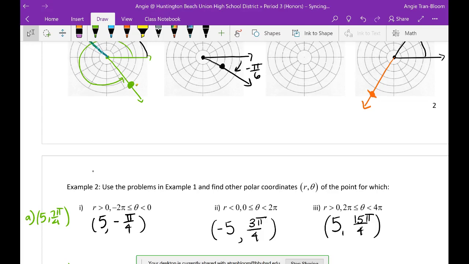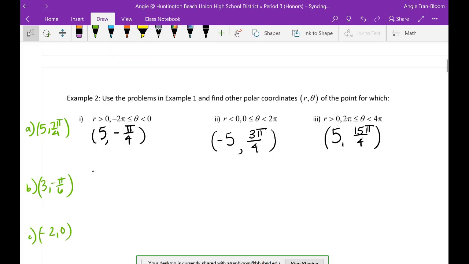All right, 1i. Ready? Radius is positive. I want the angle to be negative. Does it meet the requirement? Yes, I can just copy it down. I don't have to change. Okay. So that answer is just 3 comma negative pi over 6.